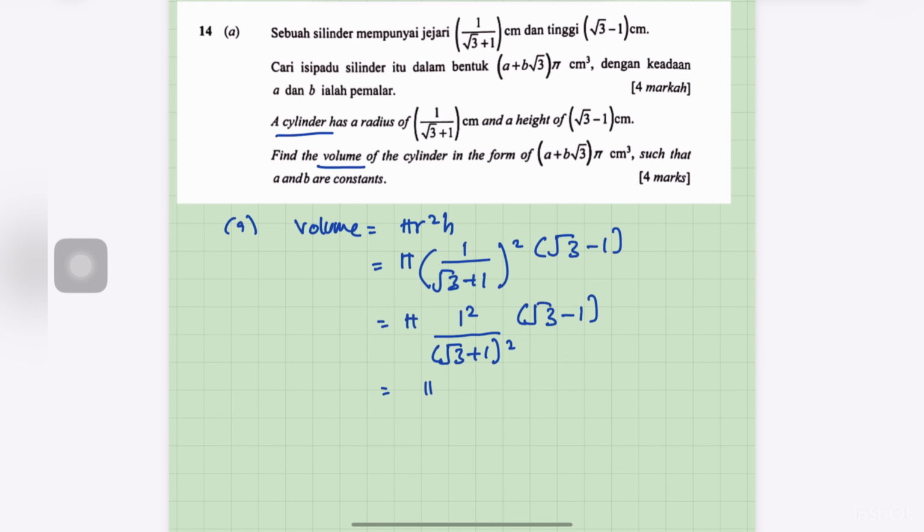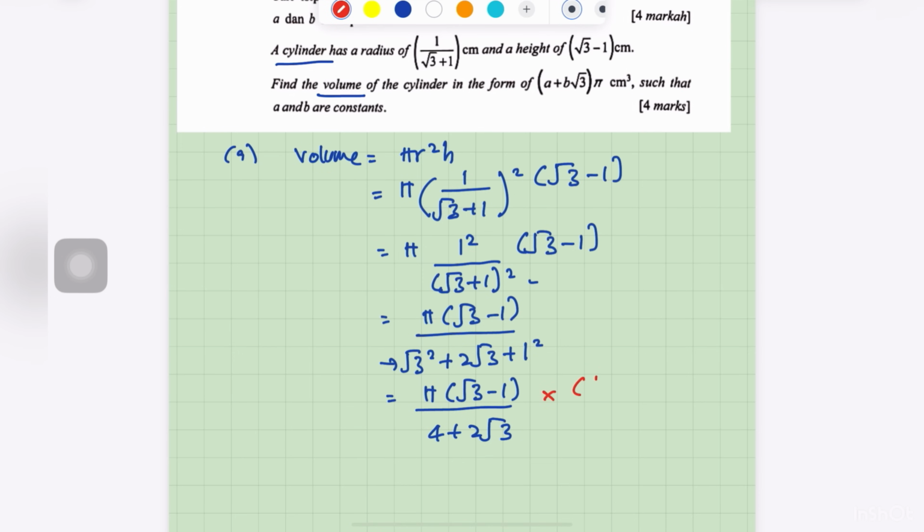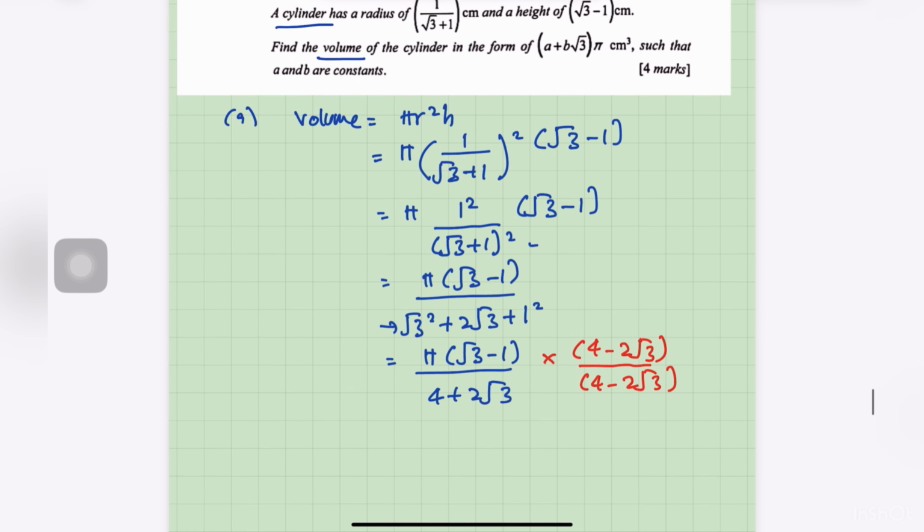So ni dapat ni lah 1 sec 3 minus 1 over this one kita expand, we will get sec 3 squared plus 2 sec 3 plus 1 squared. Okay, so then we simplify, we have pi sec 3 minus 1 over, okay, sec 3 squared is 3. 3 plus 1 is 4. 4 plus 2 sec 3. Okay, so this one we have to rationalize. Okay, so we need to times the conjugate. 4 minus 2 sec 3 over 4 minus 2 sec 3. Okay, so kita simplify lah the rest.